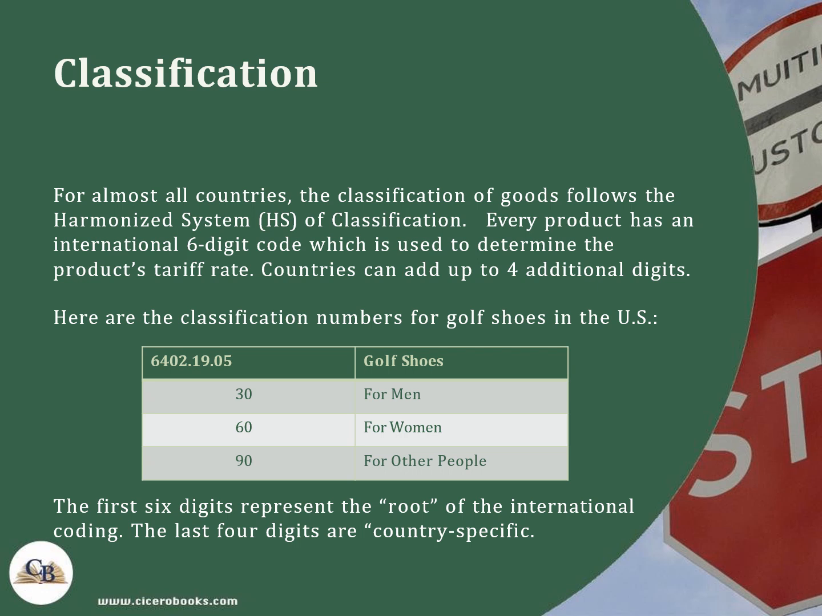6402.19.05 means golf shoes for men, for women, and for other people. So the first 6 digits represent the root of the international coding, and the last 4 digits are country specific. So it will depend on the country where that specific pair of shoes came from.